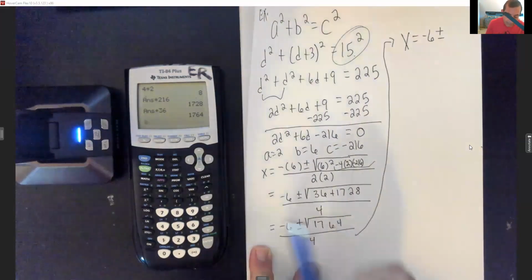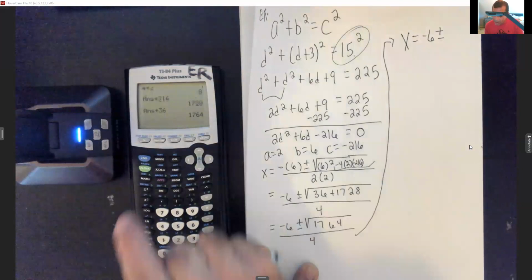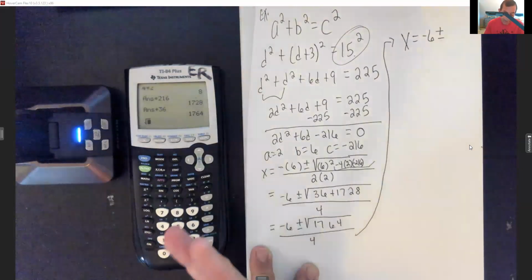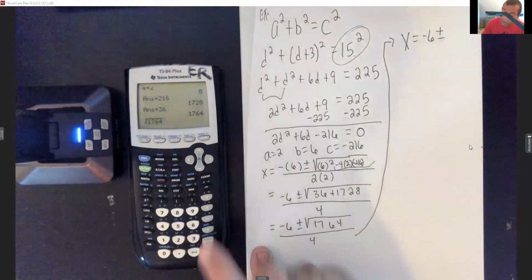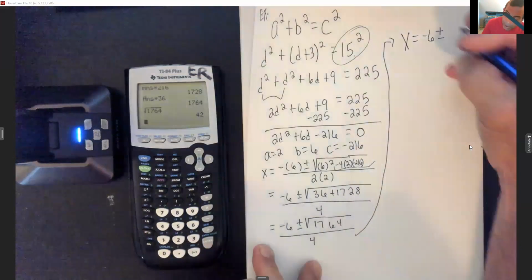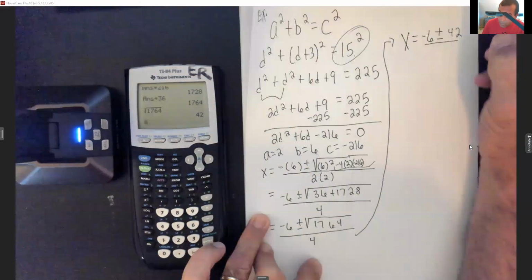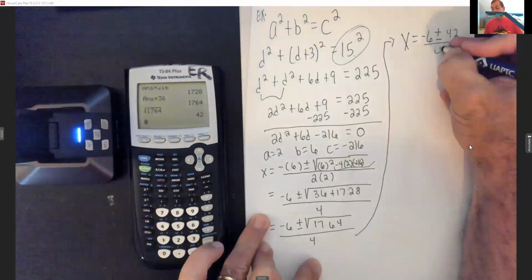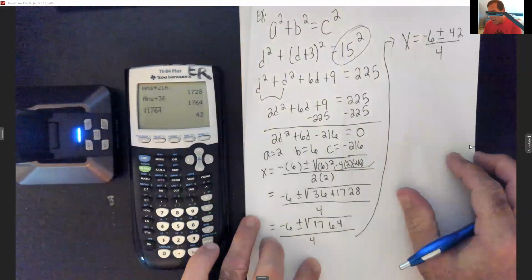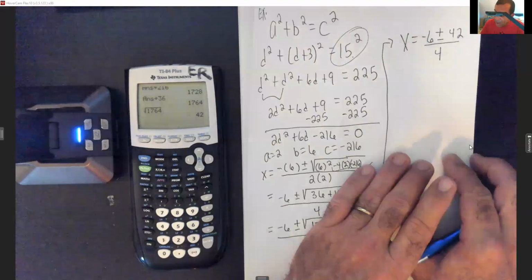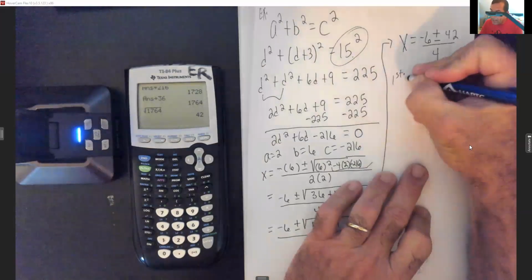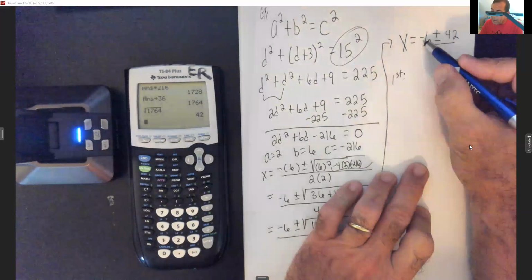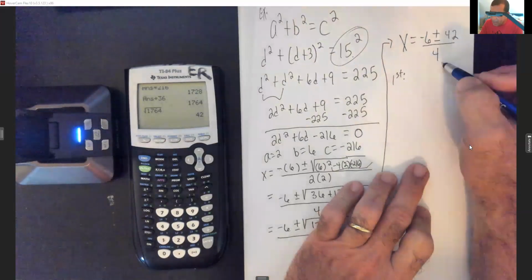So second x squared brings up our radical. Put in the 1764, hit enter, and we get 42. So that comes out as a 42. All of this is over 4. So now we're at the point, since we don't have any more radicals, we're going to find our two answers. The first answer, we add and then divide by 4. Second answer, I'll subtract and then divide by 4.